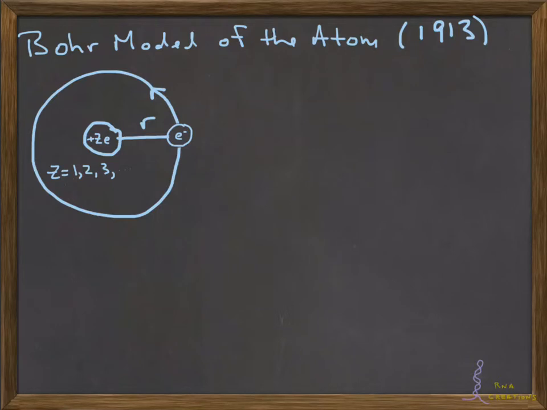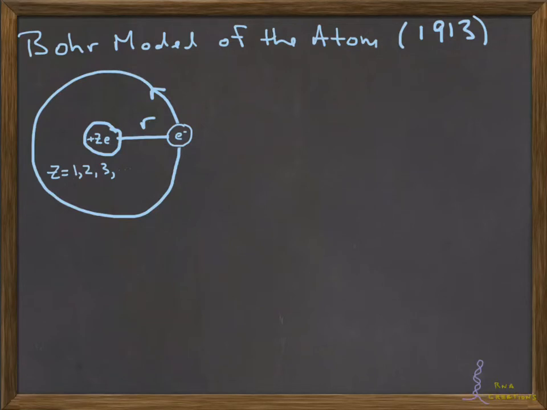I'd like to go over the Bohr model of the atom. This was proposed in 1913. One of its great successes was in being able to explain for the first time the Rydberg equation for the spectral lines for the emission of the hydrogen atom. However, the Bohr model of the atom has a number of shortcomings. You can read about those in our textbook as well as in a physics textbook.